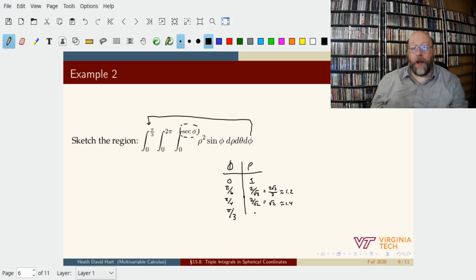And then pi over 3, cosine of pi over 3 is 1/2. Rho is going to be 2. 1 over 1/2. Okay, so let's see if we can sketch that.